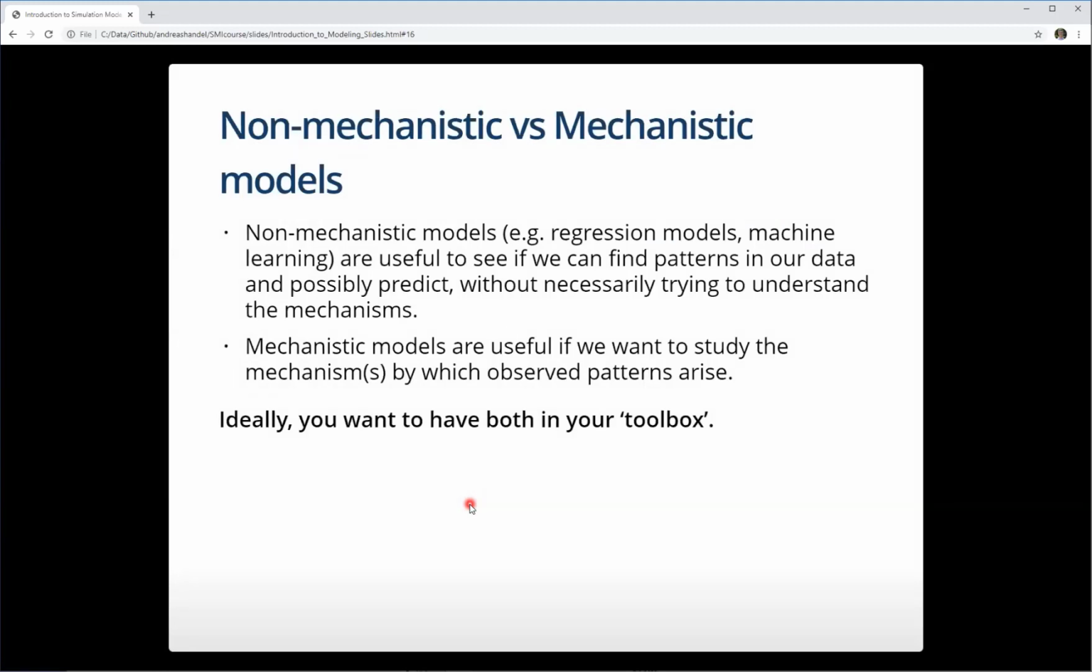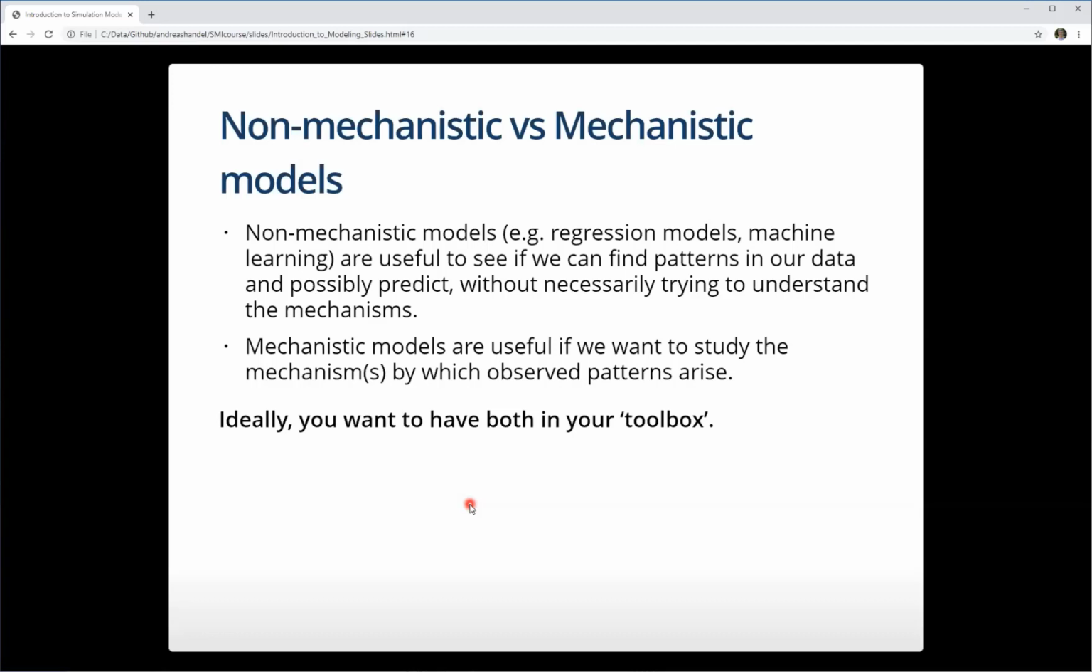So just to summarize these non-mechanistic models that you've probably all seen and used in some form, you use them always with data. You're trying to find patterns in the data, looking for correlations, and then maybe be able to go to causation and prediction. And you don't really need to understand in detail how the data arose, by what mechanisms.